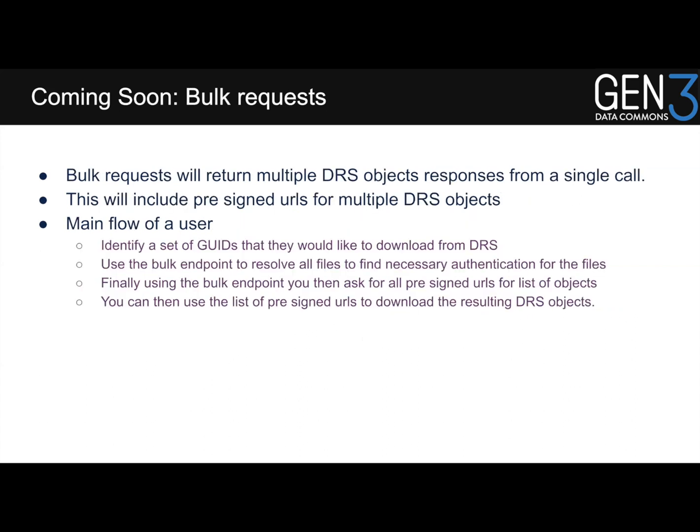Which brings us to the bulk requests. Bulk requests will return multiple DRS object responses from a single call. This will also include returning pre-signed URLs for downloading multiple DRS objects. These are all the things coming soon to the Gen3 DRS server.